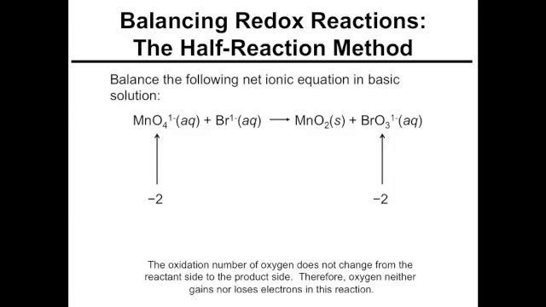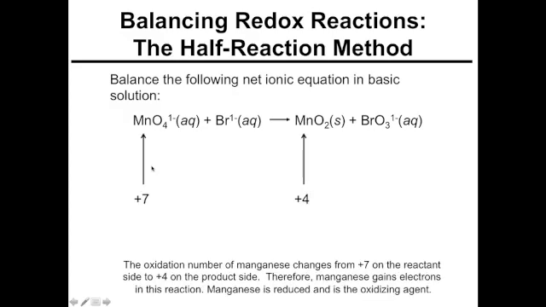Okay. So to decide what is being oxidized and reduced, we have to assign our oxidation numbers. Our oxygen is a -2 over here, a -2 there. So the oxygen is neither oxidized or reduced. Our manganese, its oxidation number is +7 as a reactant, +4 as a product. So since its oxidation number is becoming less positive, it's gaining electrons. So the manganese, we would say, is being reduced.